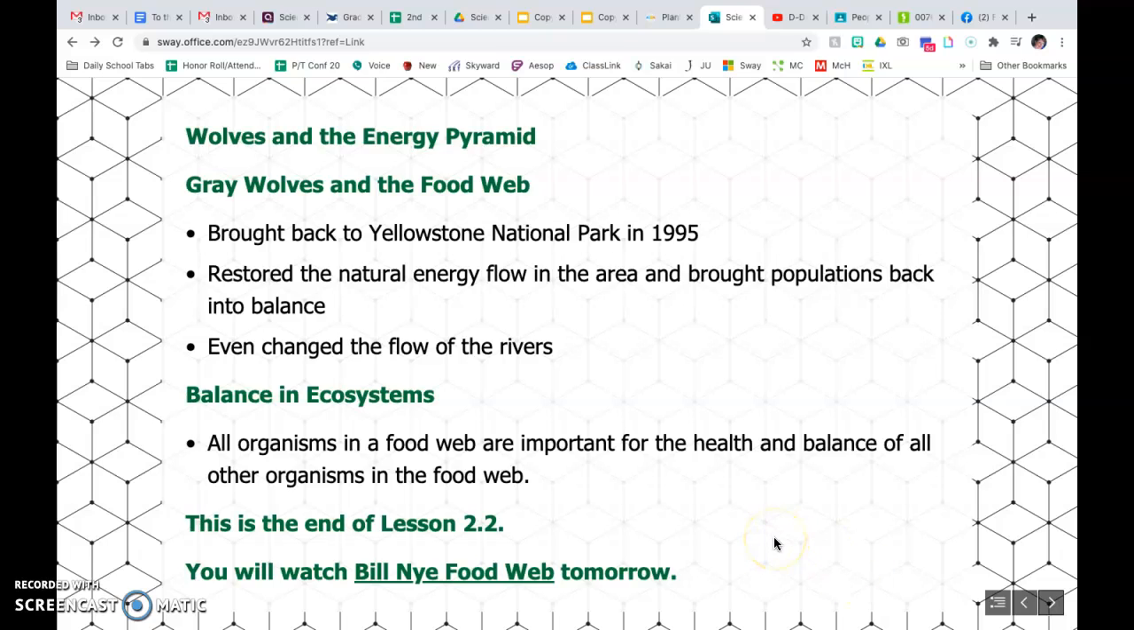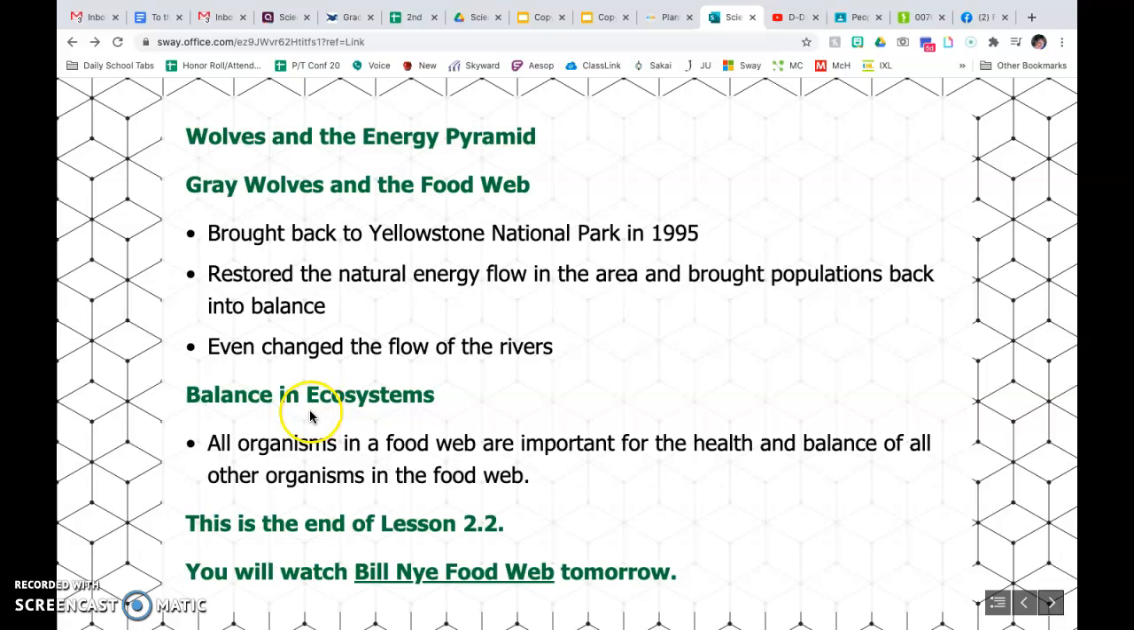So the video back at the very beginning of the lesson relates to the gray wolves in this section. It explains everything in detail. Please go back and watch this video for this lesson to make sense. So the gray wolves, basically in synopsis here, were brought back to Yellowstone National Park in 1995. And they restored the natural energy flow in the area and brought populations of different animals back into balance. They even changed the flow of the rivers. Yes, I know that sounds very weird, and it's not going to make sense until you go back and watch the video. That's why it's important that you go back and watch that video at the beginning of this lesson.